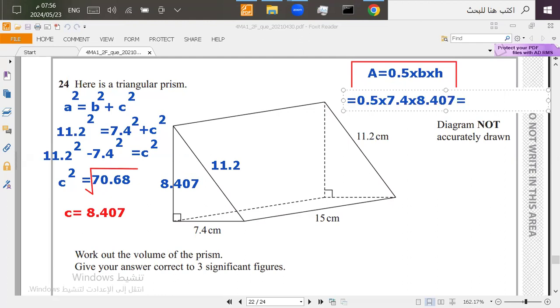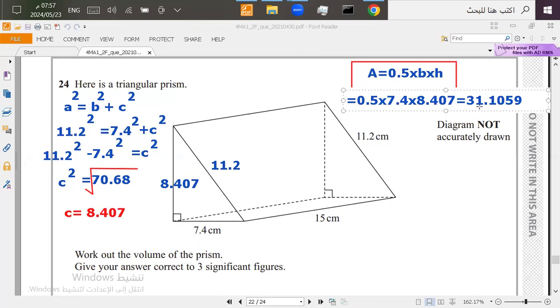Now I will get the area of the triangle by multiplying these numbers. So 0.5 times 7.4 times 8.407. And the answer is 31.1059. This is the area of the triangle.